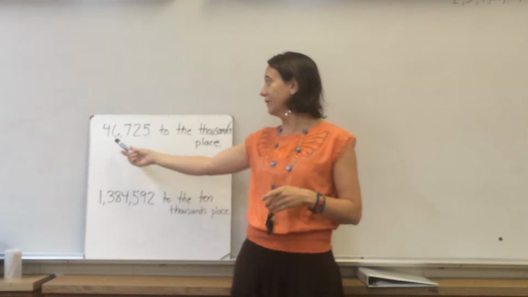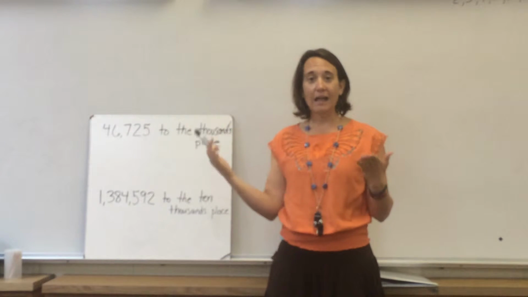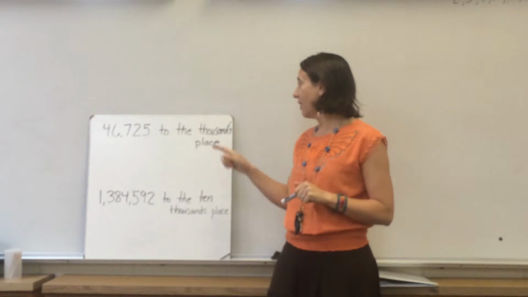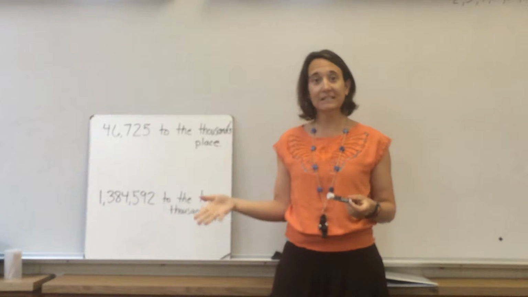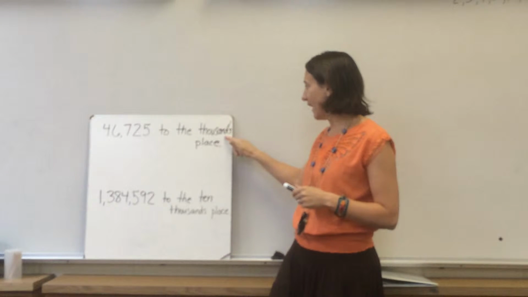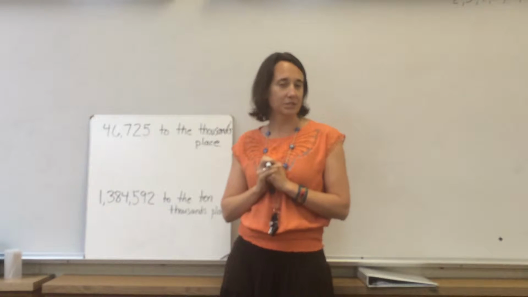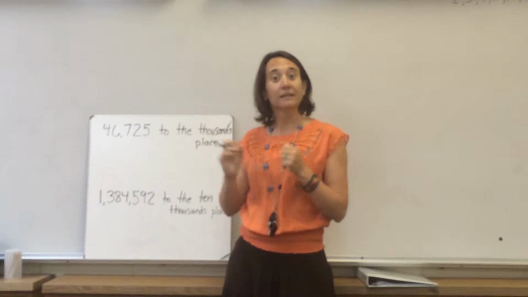So in this case, we have a number 46,725. And it wants us to round it to the thousands place. You can see this example in your notebook, but we're going to do it together. So let's find the thousands place first of all. I'm going to underline the thousands place. Can you tell me what digit is in the thousands place? Good, the 6.